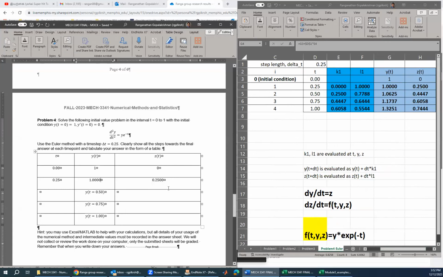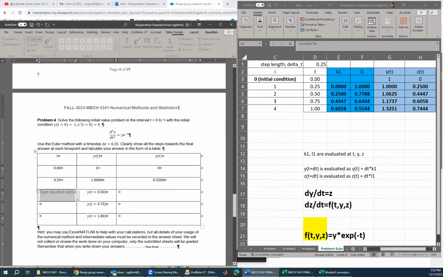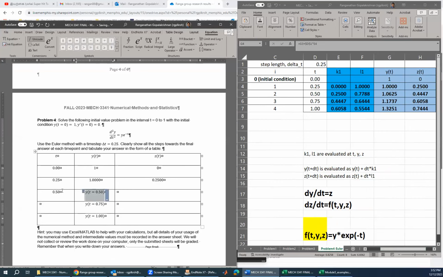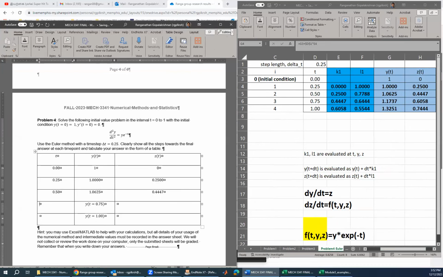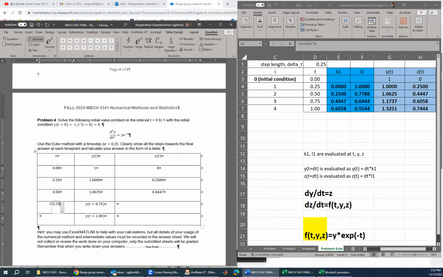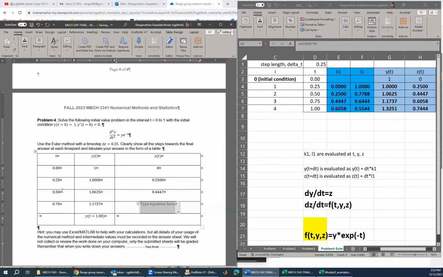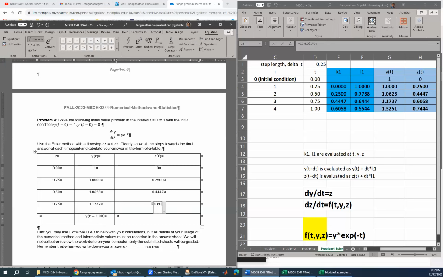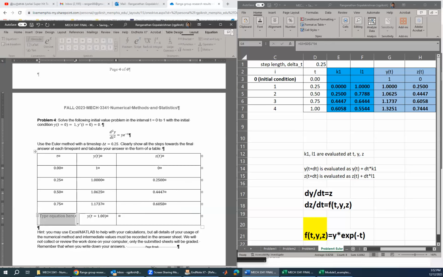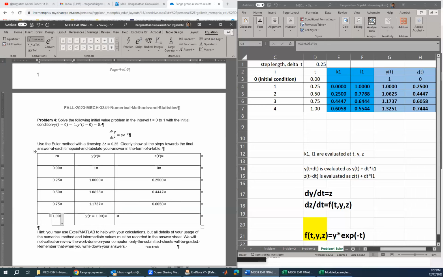So you have 1.00, 0.25, and then at time 0.50, I have 1.0625, and then 0.4447, and then 0.75. I have 1.1737, 0.6058, 1.00, 1.3251, 0.7444.